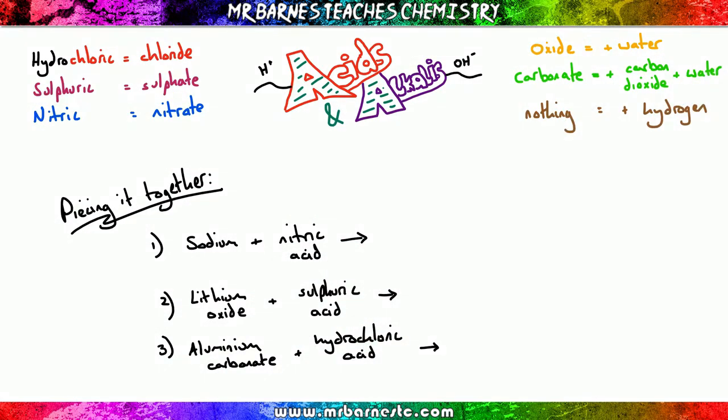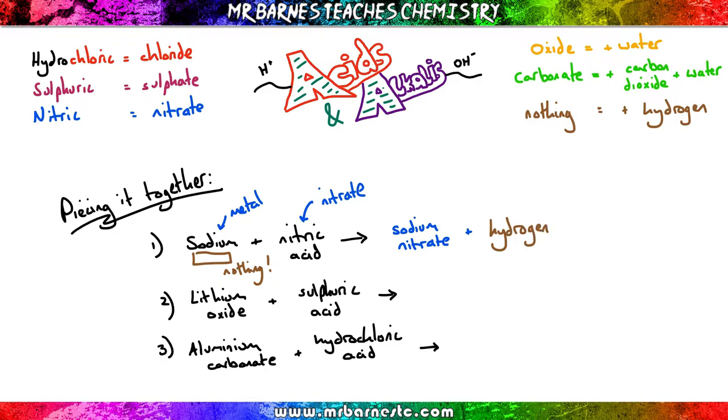So let's piece it all together. My first reaction, I've got sodium reacting with nitric acid. I've got nitric acid, that forms a nitrate. The name of my metal is sodium, therefore my product is sodium nitrate, and that is the name of my salt. There is nothing after the sodium, therefore I get hydrogen produced, and that is my word equation.